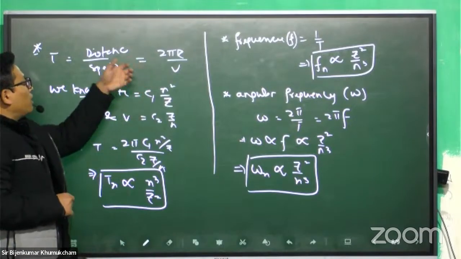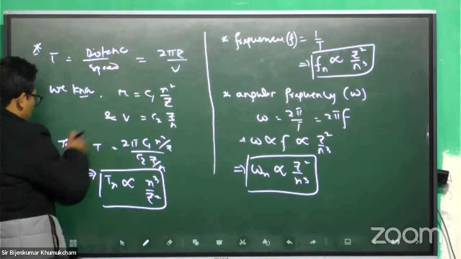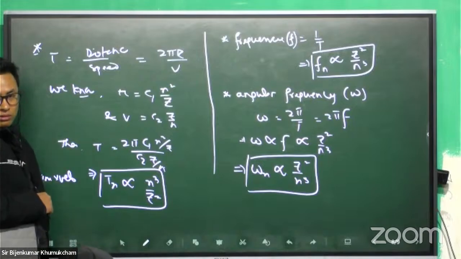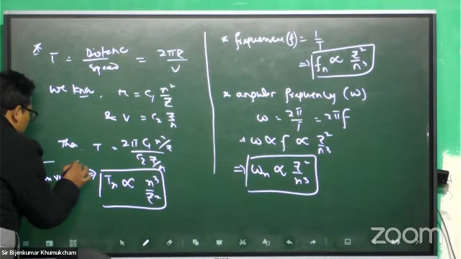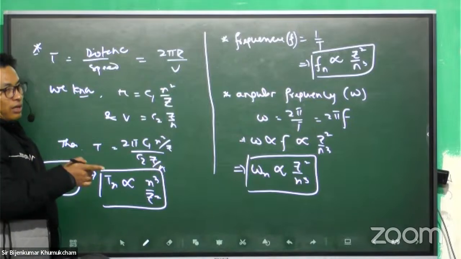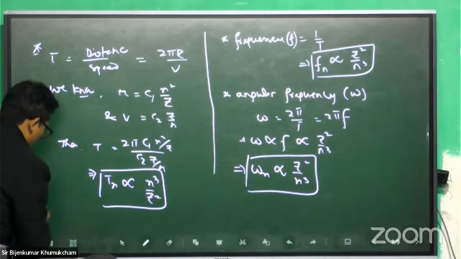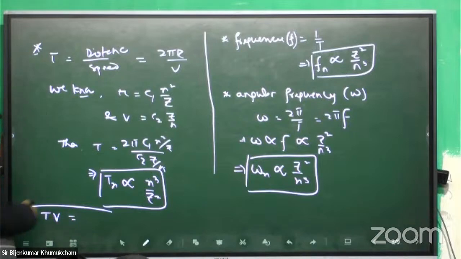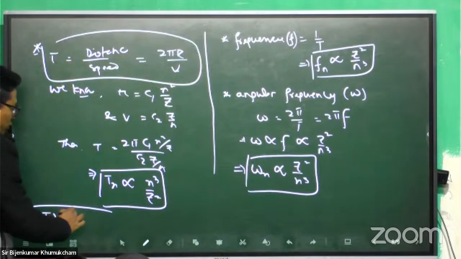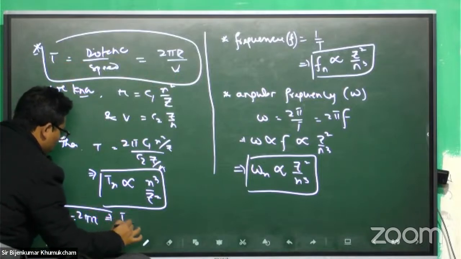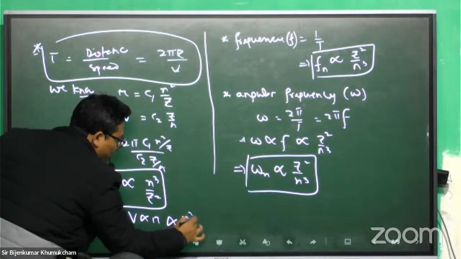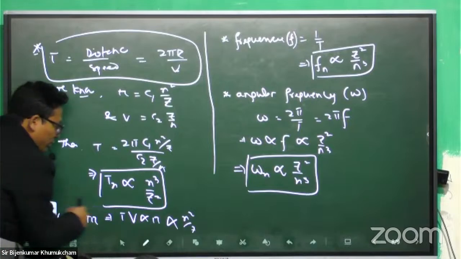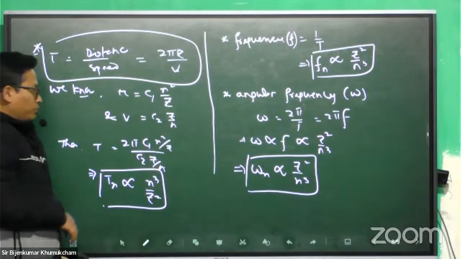How does the product of time period and velocity depend on n and r? The product of T and v cannot depend on n. TV is 2 pi r. So TV depends on r, and r cannot depend on n square by z. They can ask it in any form. I am not going to discuss it in detail.